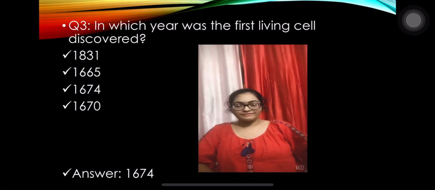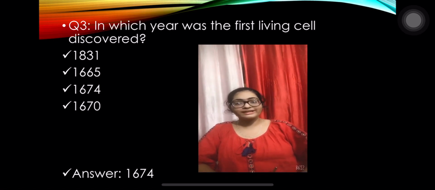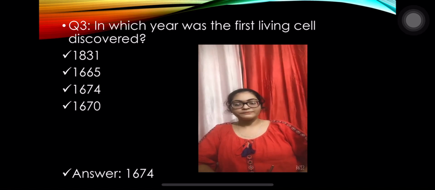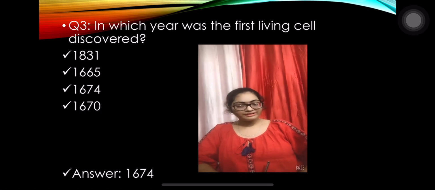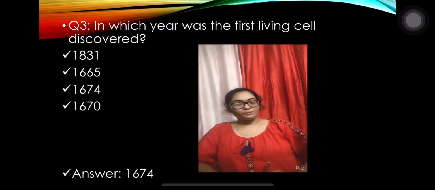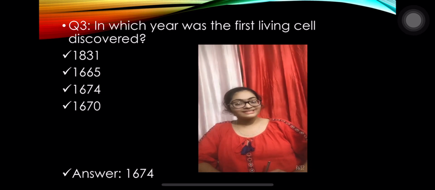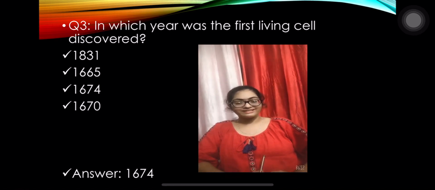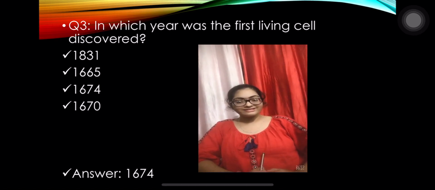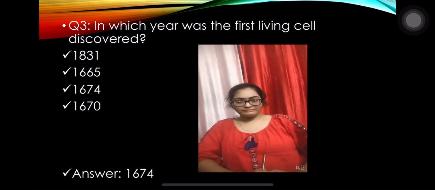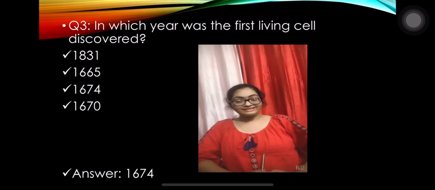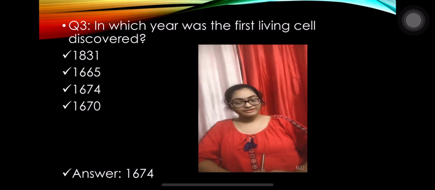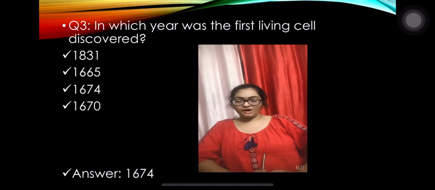Come on, children. Give me the answer quickly. Very good. 5, 4, 3, 2, 1. And the correct answer is 1674. Yay! Many of you gave the right answer. But do you remember who discovered the living cell in 1674? It was Anton von Leeuwenhoek.